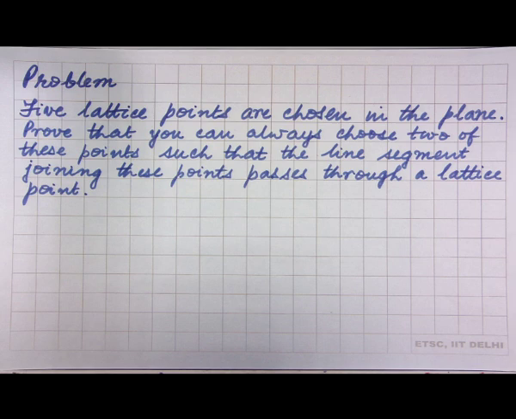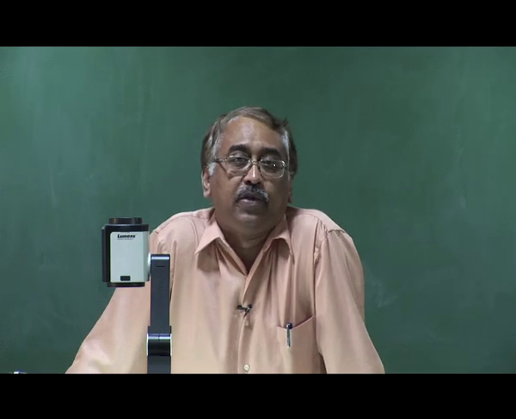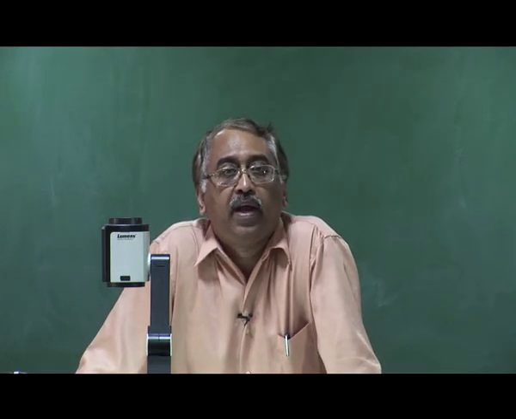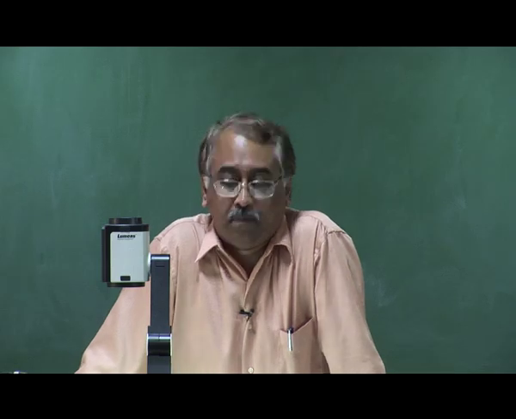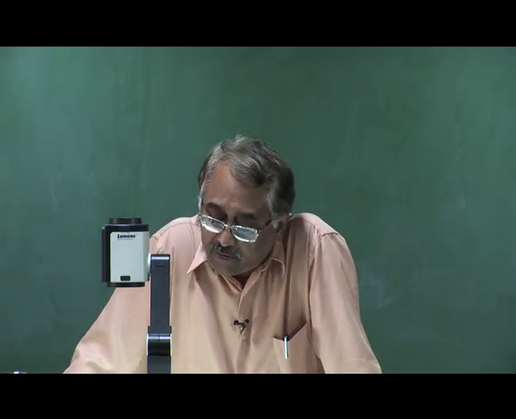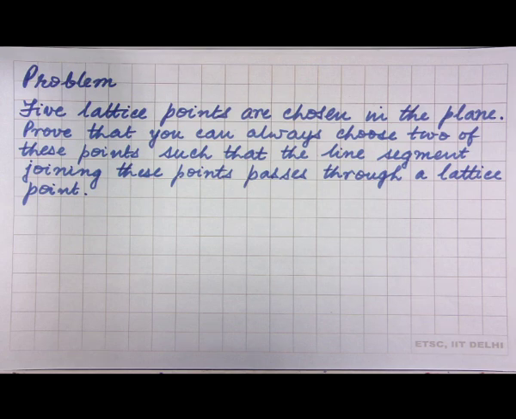They need not be positive integers. They could be 0. So plainly, a lattice point is a point x comma y, where x and y are both integers. So now we're picking 5 lattice points at random in the plane. The problem is to prove that you can always choose 2 of these points from amongst these 5, such that the line segment joining these 2 points that you chose passes through another lattice point.